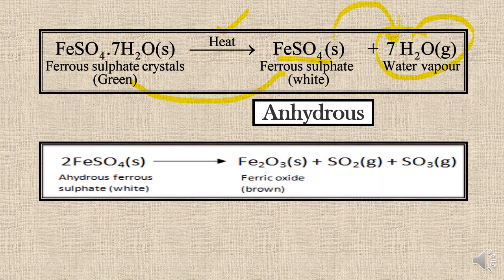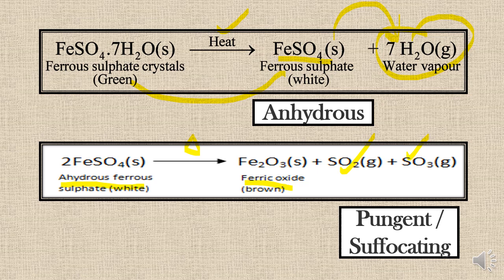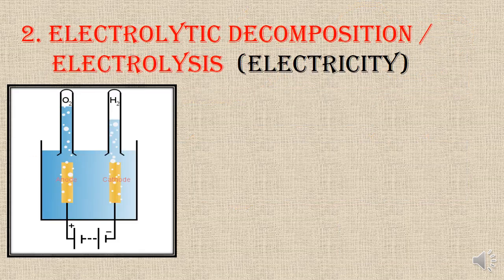In the second step, what happens? Anhydrous ferrous sulfate is further heated to get a brown colored residue of ferric oxide along with the evolution of sulfur dioxide and sulfur trioxide gases, which are pungent and suffocating in nature. Now, as you can see here, the ultimate change is from green to brown. Number 2. Electrolytic decomposition or electrolysis.